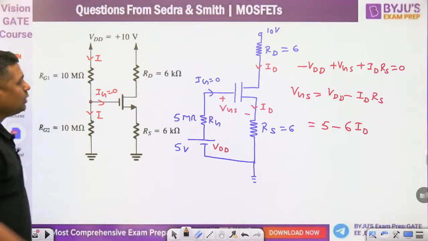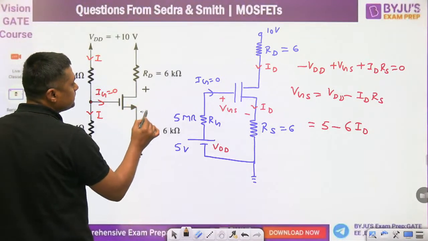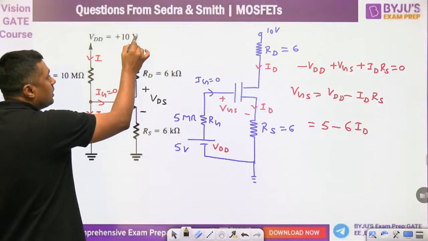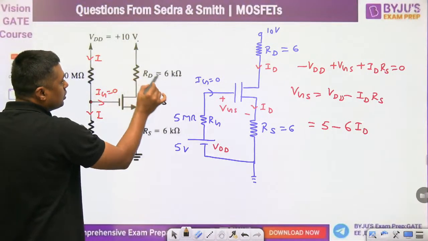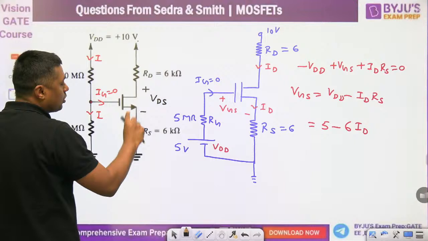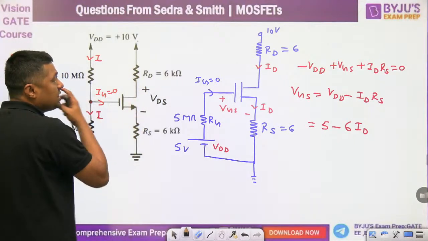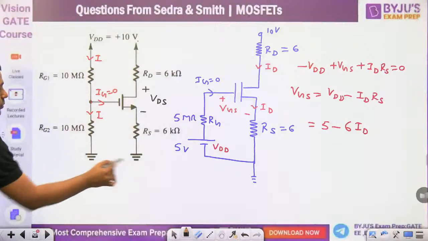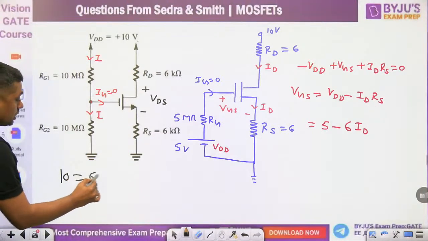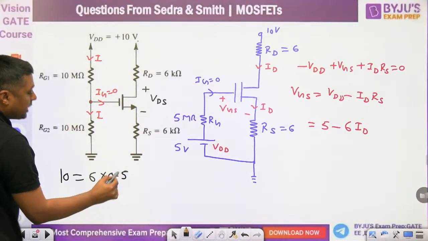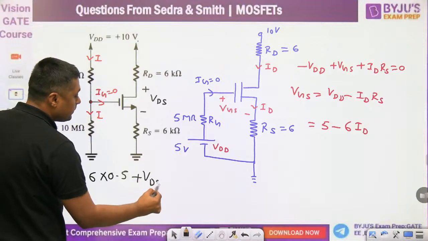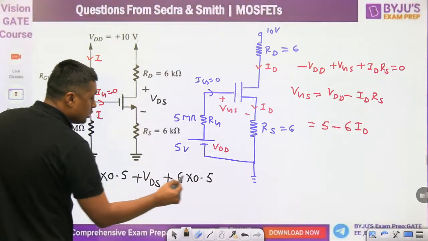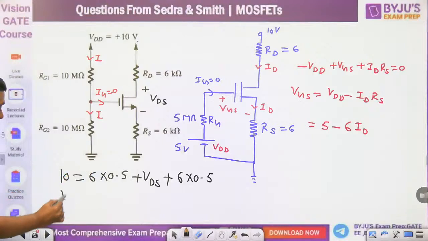Now 0.5 milliampere is the ID, so what is the value of VDS you can find? You can write, this is 10 volt. What is the drop across this? 3. What is the drop across this? 3. 10 minus 6, you will get VDS 4 volt. Or you can write the KVL from this point to this point: 10 is equal to 6 into 0.5, because ID is 0.5, plus VDS plus 6 into 0.5. So this is 3, this is 3.